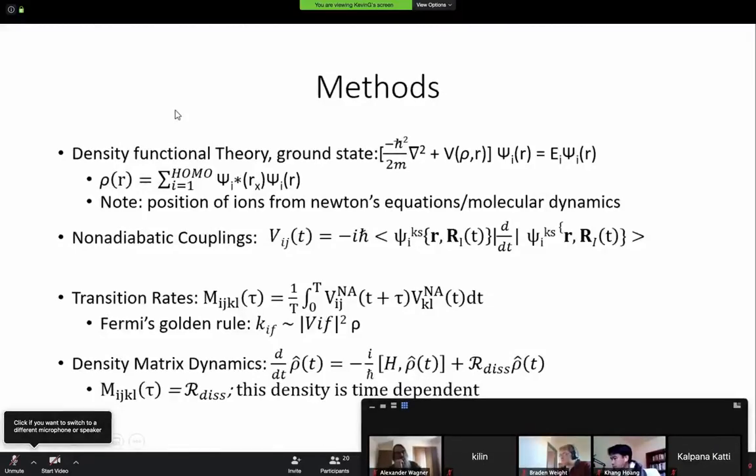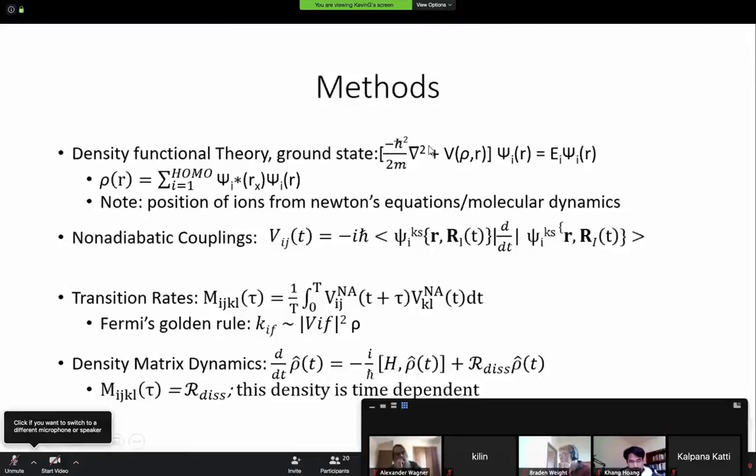Okay, now let's take a look at my methods. Well, the first thing I did was I used density functional theory right here.